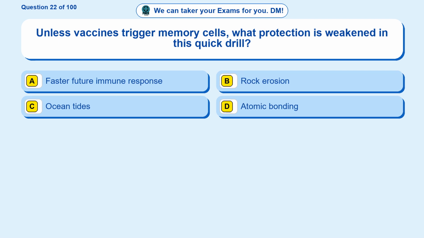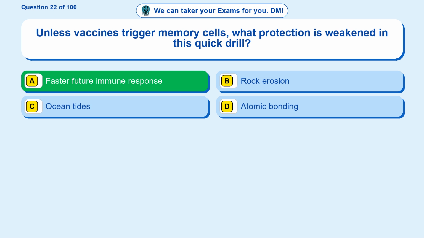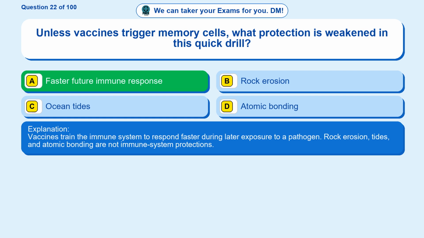Question 22. Unless vaccines trigger memory cells, what protection is weakened in this quick drill? Option A. Faster future immune response. Option B. Rock erosion. Option C. Ocean tides. Option D. Atomic bonding. The correct answer is option A. Faster future immune response. Vaccines train the immune system to respond faster during later exposure to a pathogen. Rock erosion, tides, and atomic bonding are not immune system protections.